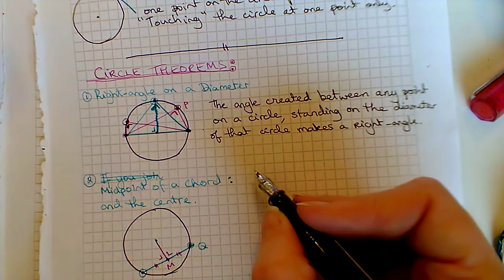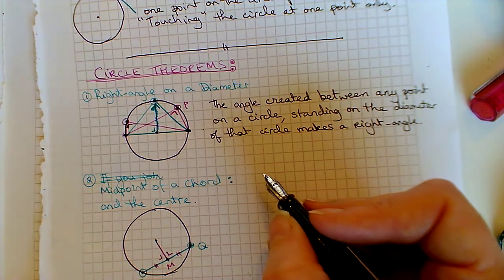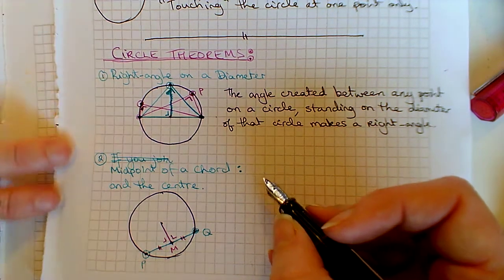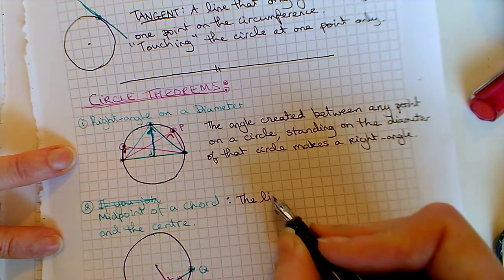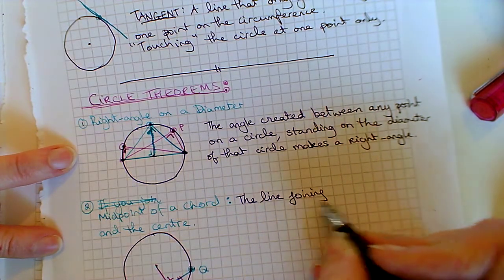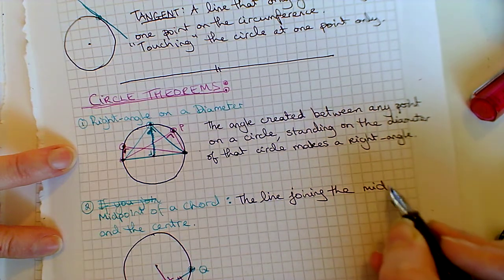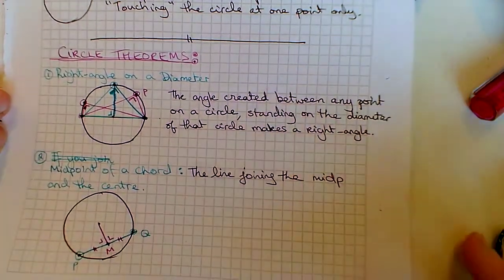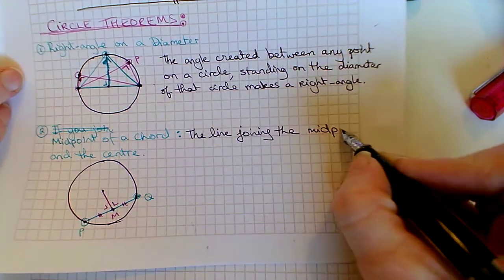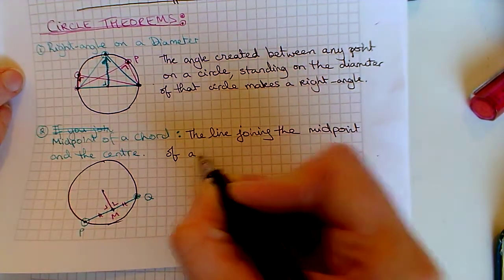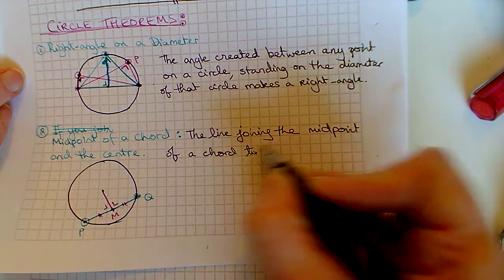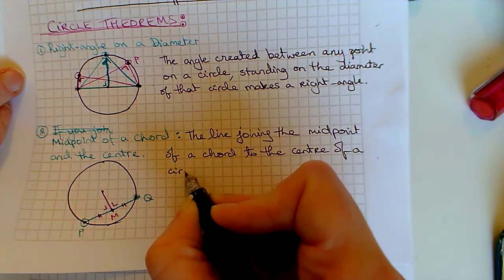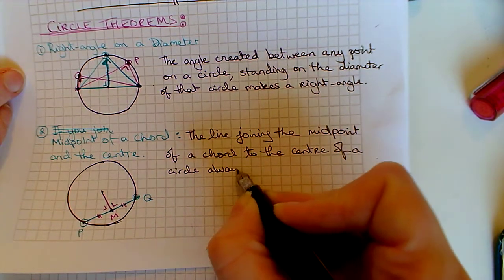So the statement of this theorem says that the line joining the midpoint, so make sure this stays on my screen, the line joining the midpoint of a chord to the center of the circle always makes a right angle.